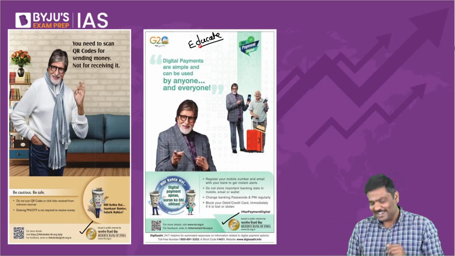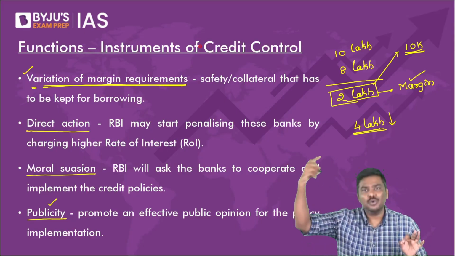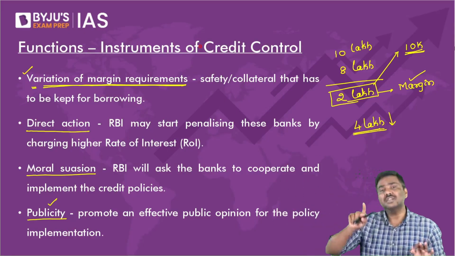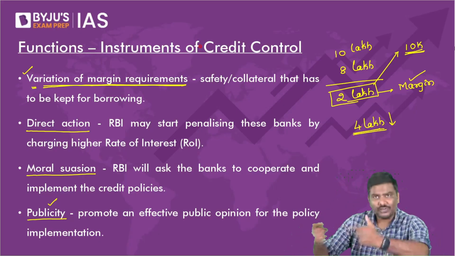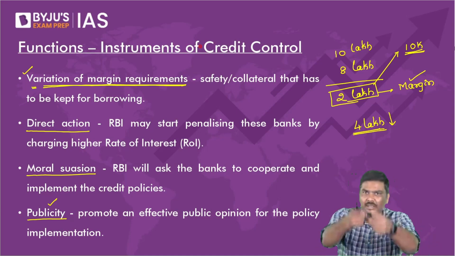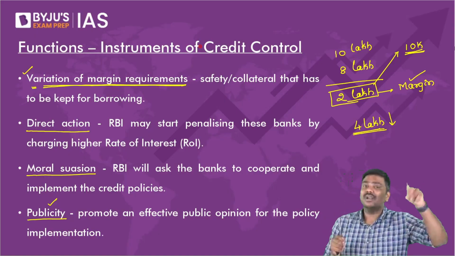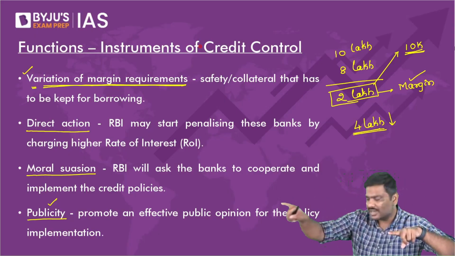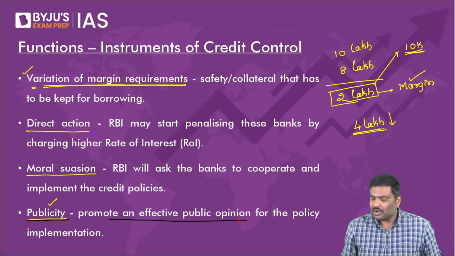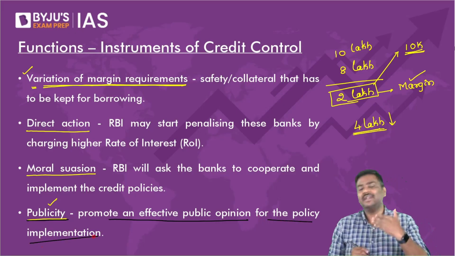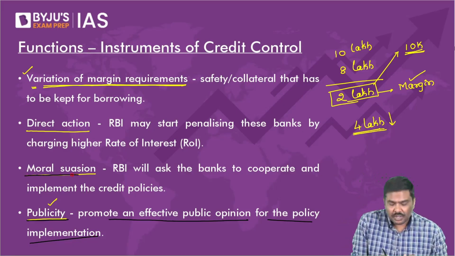Why? RBI says that customers should be aware of various guidelines that the banks are supposed to implement. Customers should have information regarding the policy changes done by Reserve Bank of India. Only then they can demand appropriate services from the banks. Only then the banks will be concerned about providing quality services to the customers. That is called as publicity. Promote effective public opinion for policy implementation.